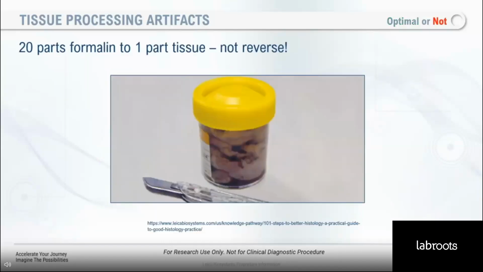In order to get these type of sections that turn out great, as in the previous slides shown, one key ingredient is fixation. The standard rule for fixation is usually 20 parts of fixative to 1 part tissue, not the reverse, as you can see with this image. That clearly gives you an example of what not to do.